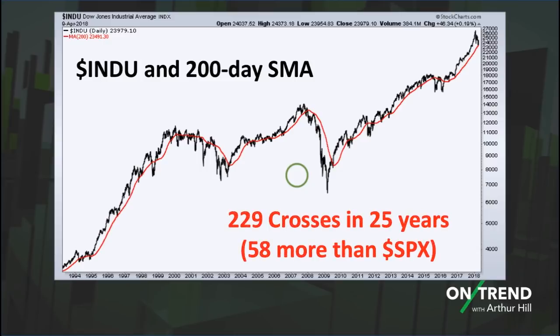If you look at the Dow, there were 229 crosses of the 200-day SMA in 25 years. I mean, look at all those whipsaws. And again, during the uptrend here. So it's not a very good index to use with the 200-day SMA because there were 58 more crosses than the S&P 500.